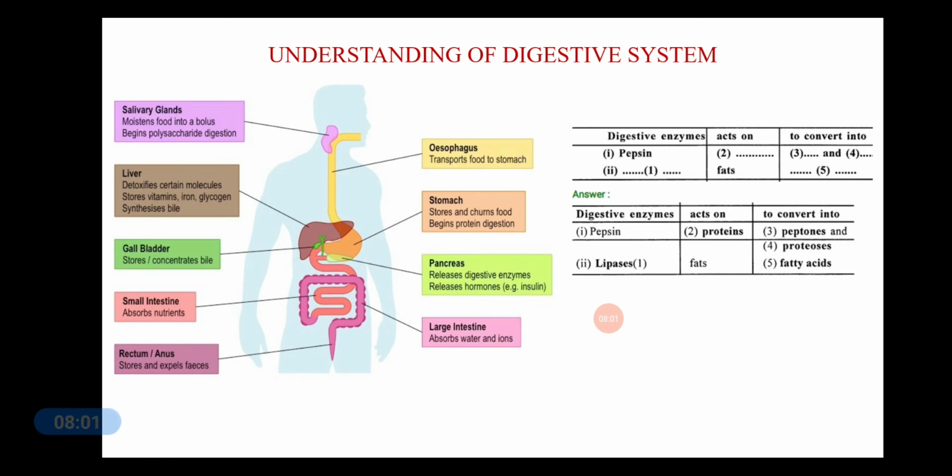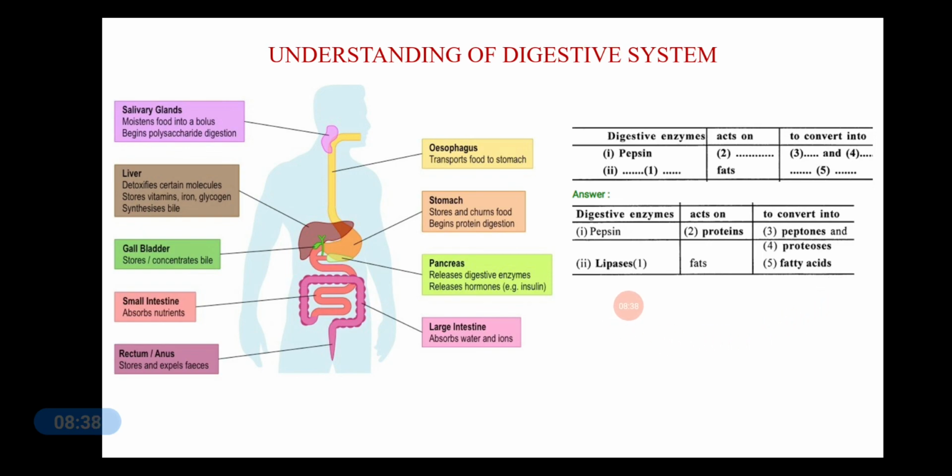On page number 50, question number 6, you have to fill in the blanks with the suitable names of the substances which are given in the list. So understand this table very carefully. Now, you have the digestive enzyme pepsin. Now, this pepsin acts on what and converts it into what? So, this pepsin acts on the proteins and converts them into peptones and proteoses.